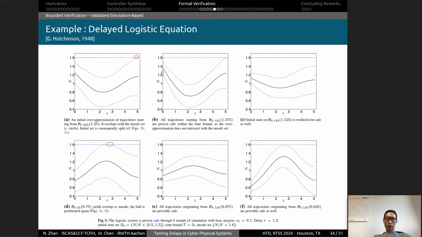So for the upper partition, now we are able to verify that this over-approximation is away from the unsafe set. And the same holds for the lower partition. For the other partition at the initial stage, the same goes as follows. So by 6 rounds of simulation, we were able to prove safety of the system.